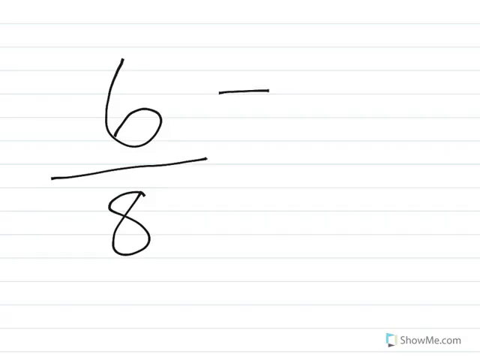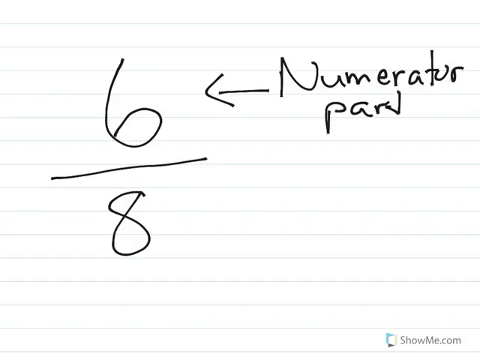Okay, so this is just a quick refresher about the parts of a fraction. Let's say we're working with the fraction 6/8. This top part is called the numerator, and it represents the part that it's asking you for. It might ask you for the part that's shaded, the part that's not shaded, the part that's green, the part that's red, whichever part it's talking about, that is your numerator.